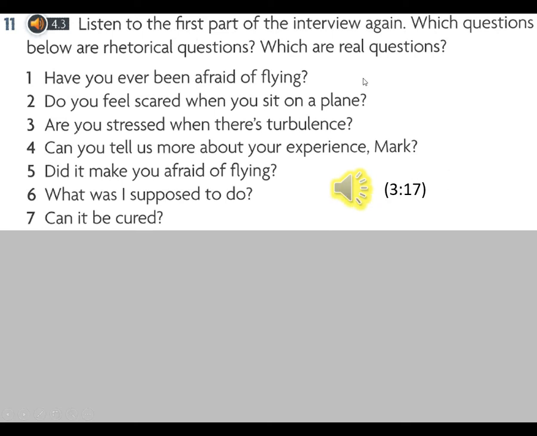All right, so the question is this. Which questions below are rhetorical questions and which are real questions? The ones circled red are rhetorical questions and the others are real questions. In his speech, I think his name was Mark. Yeah, Mark. The interviewer, the woman, asked these questions to get the attention of the listeners.